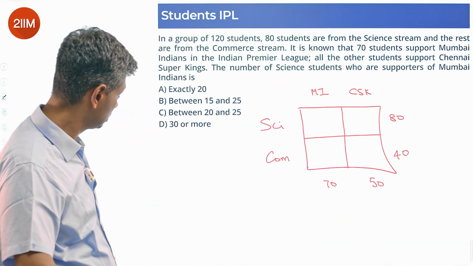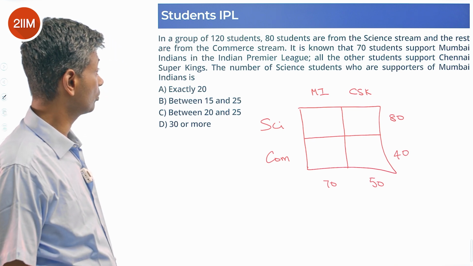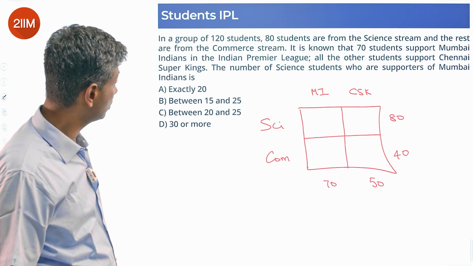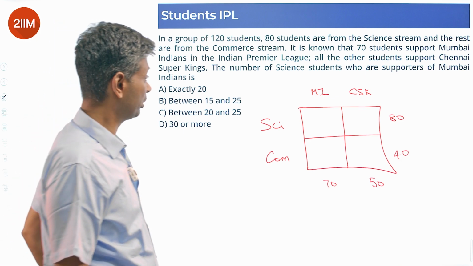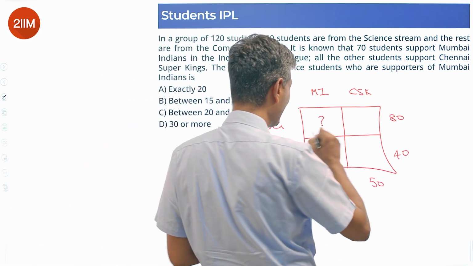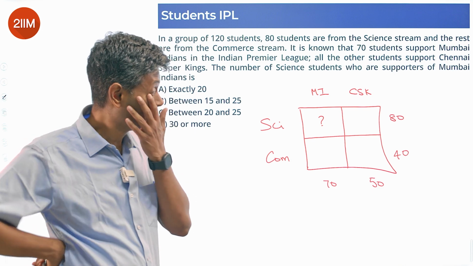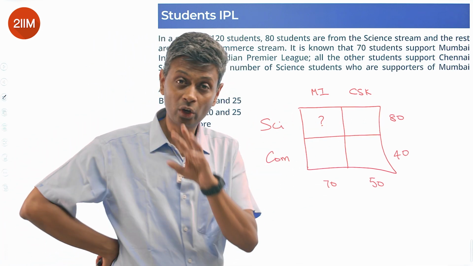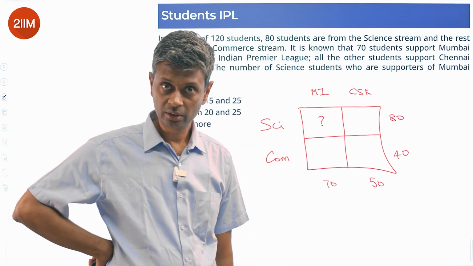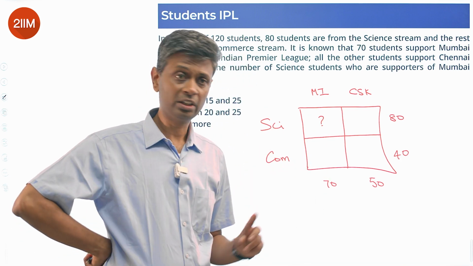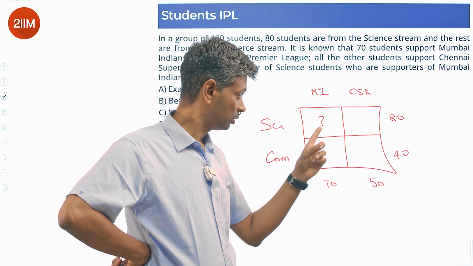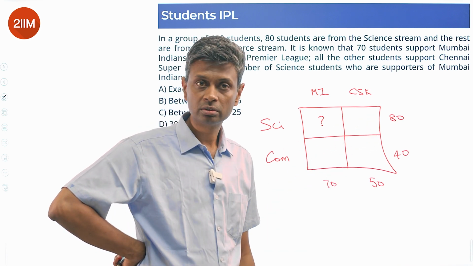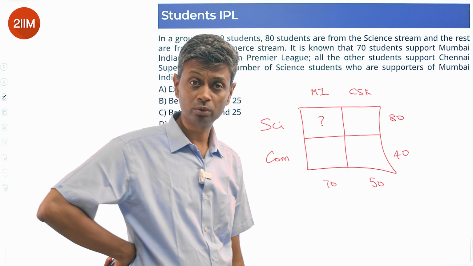Nice. We want to find the number of science students who are supporters of Mumbai Indians. We want to find this number or the range for this number. What is the maximum this can be? Can this be 80? It cannot be 80, only 70 support Mumbai Indians. Can this be 70? Yes, it can be 70. Put this as 70, put this as 10, put this as 0, put this as 40. We're good. It's possible.